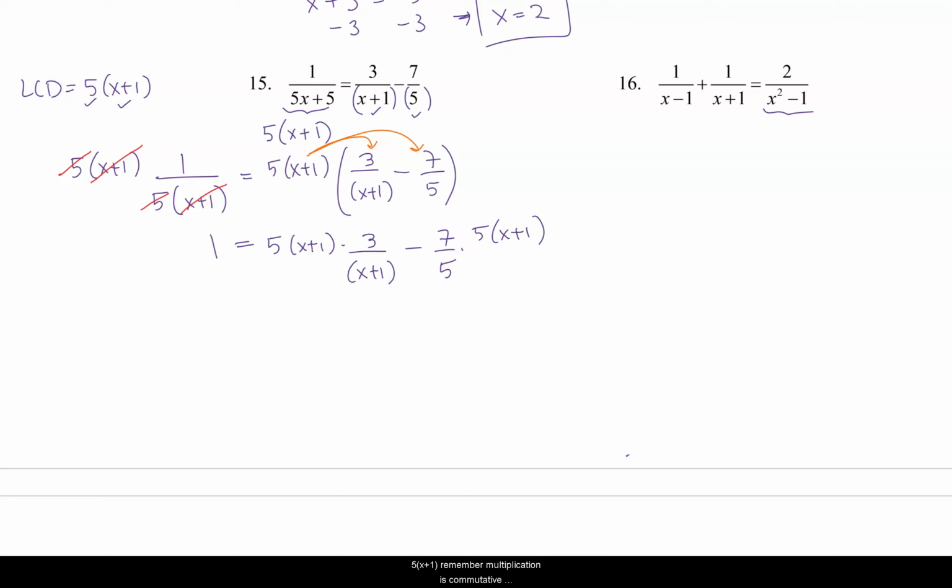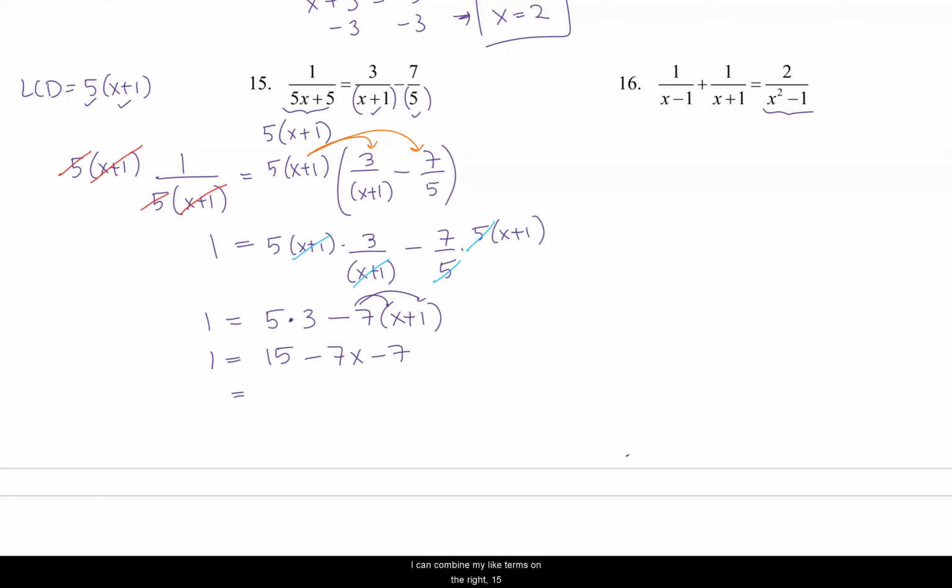Remember, multiplication is commutative, so the fact that I'm moving the 5 times x plus 1 to the right side of 7/5, it isn't a big deal. First term on the right, I've got x plus 1s I can cancel. And then the second term, I've got 5s I can cancel. Now let's write an equation that's easier to solve. 1 equals 5 times 3 minus 7 times x plus 1. And we can simplify. 15 minus, I'm going to distribute the 7, 7x minus 7.